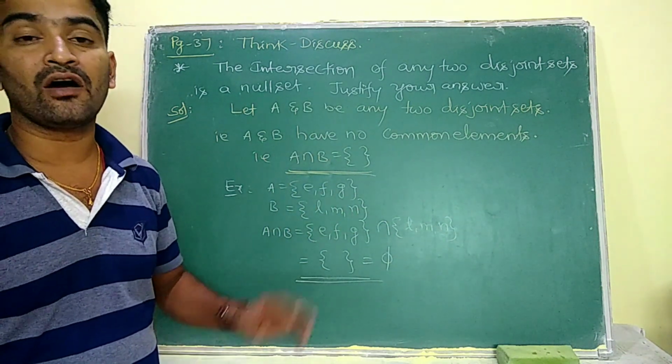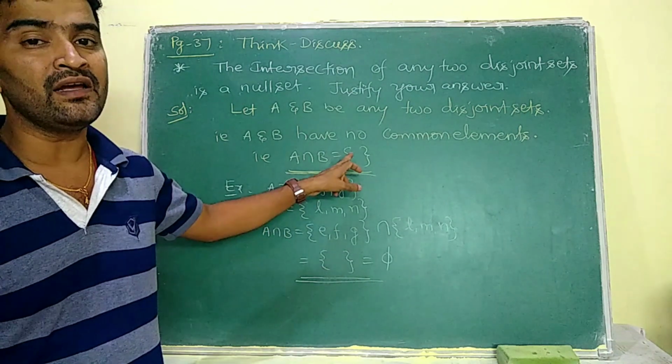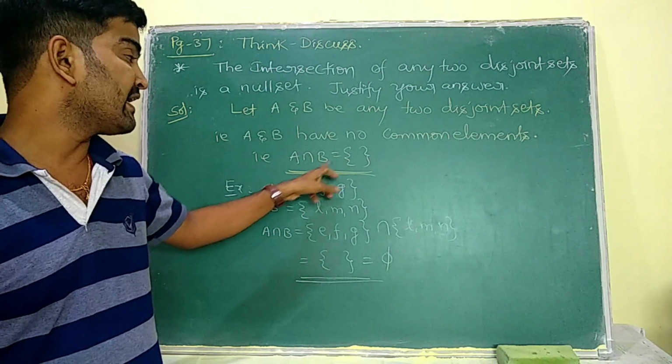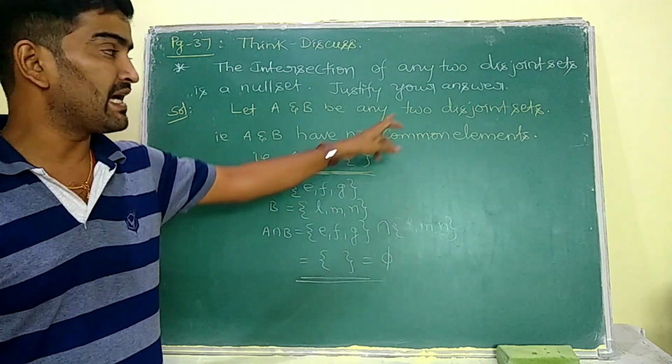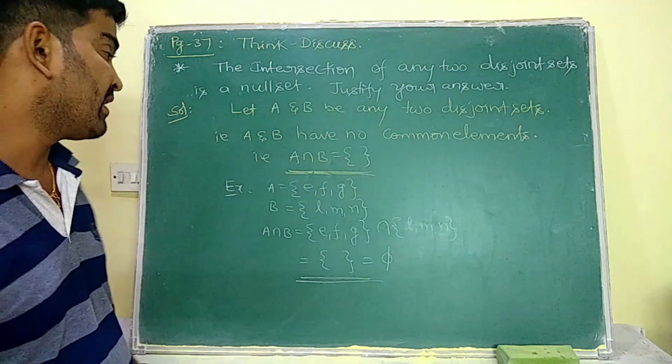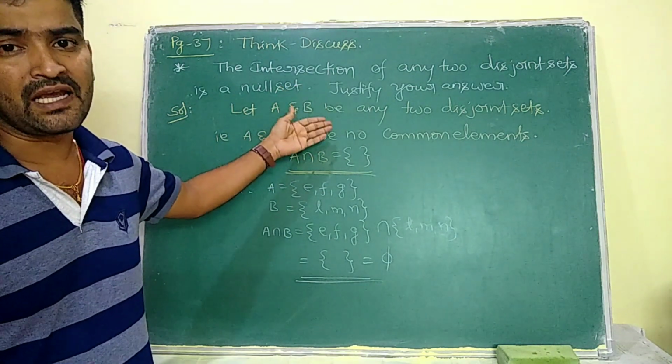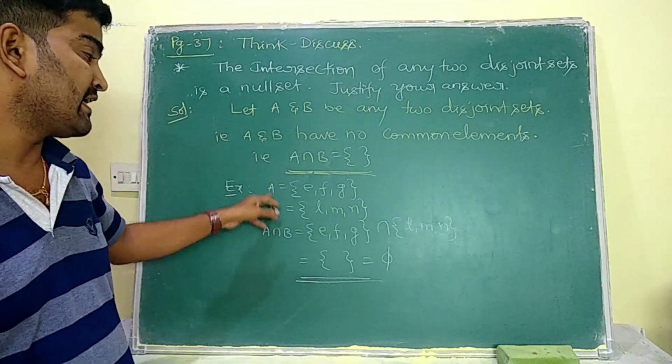Why? Because we have to write all the common elements of A and B in a set. Then that set is known as A intersection B. So that's why A intersection B will become empty, as those are not having any common element. That is our justification. If you want to explain the same with an example, consider the sets A and B.